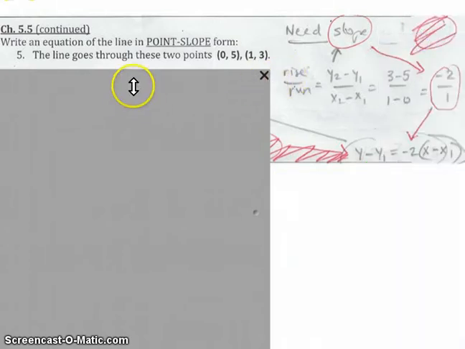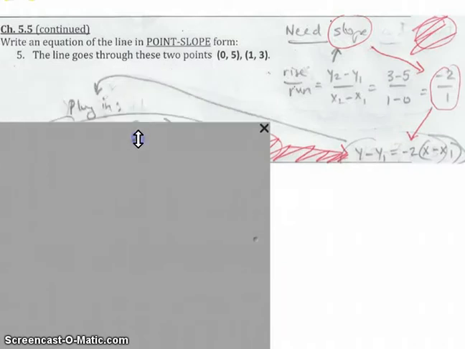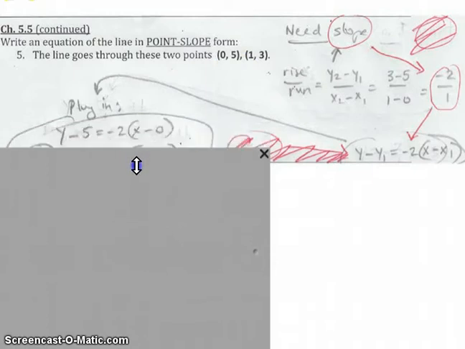And now I plug in either of these points. It doesn't matter which one. I think I picked 0, 5 if I remember right. And I just plugged it right into the formula. So now instead of y minus y1, it becomes y minus 5 equals negative 2, that's the slope, times x minus 0.